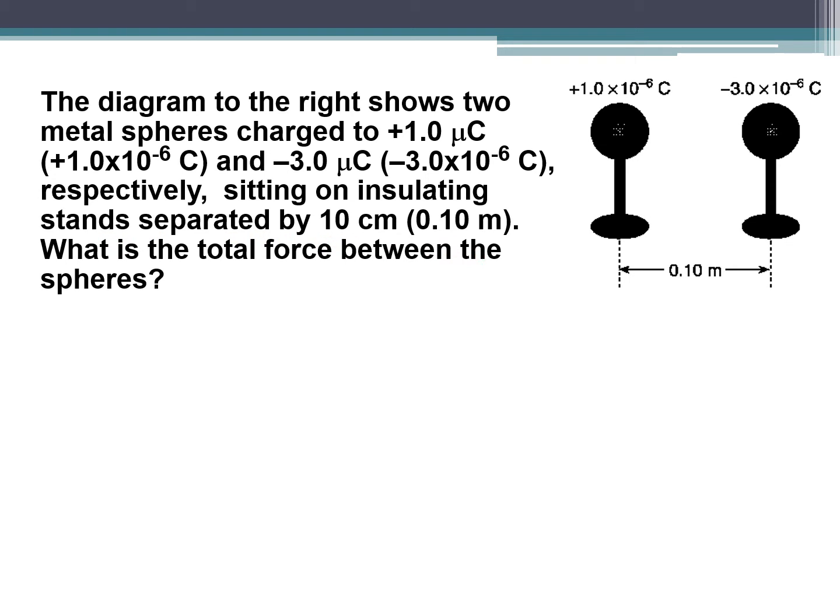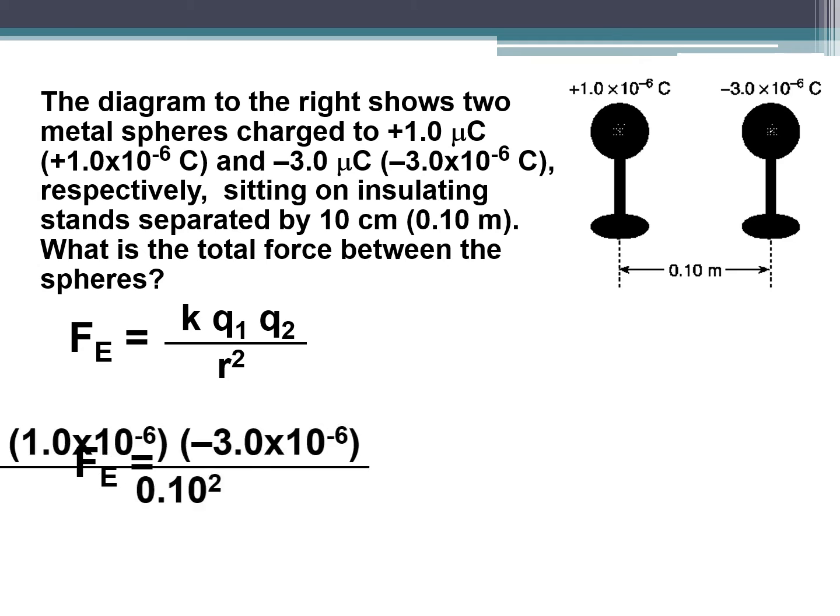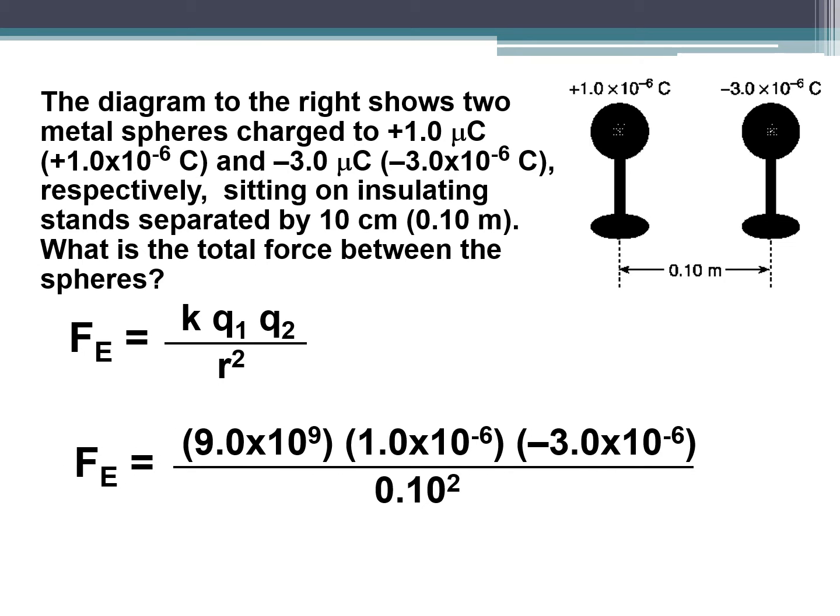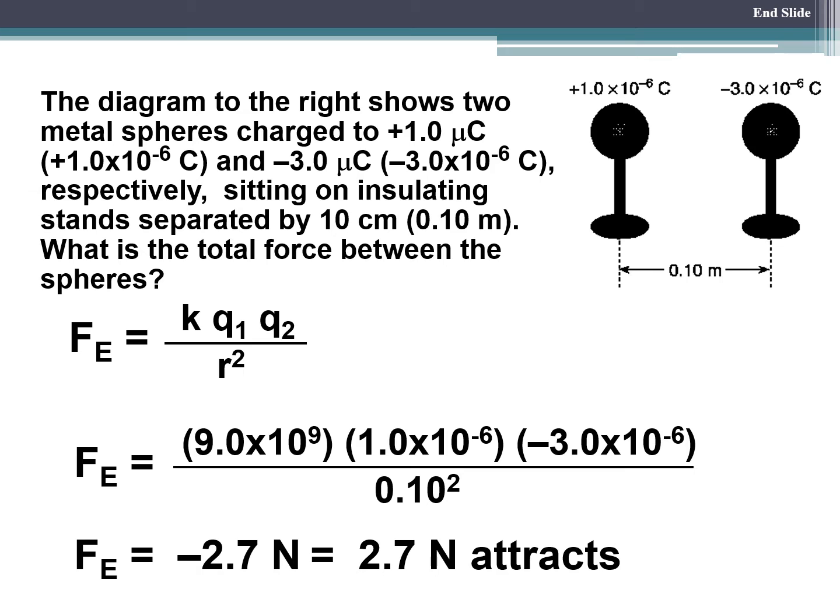In order to figure out the force, we need to use our electrostatic force equation. So it's going to be K times Q1 times Q2 divided by the distance between the two squared. That's 9 times 10 to the ninth times 1.0 times 10 to the negative 6 times negative 3.0 times 10 to the negative 6, divided by 0.10 squared, and that gives us a total force of negative 2.7 newtons. And remember that negative means attraction.